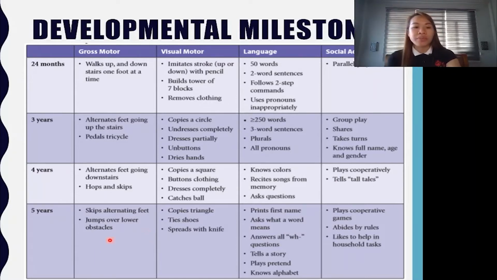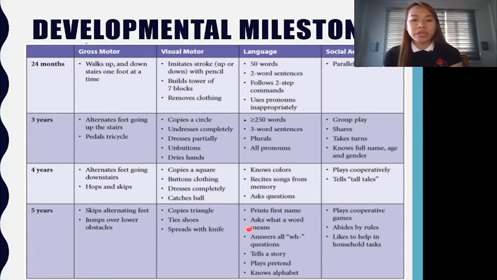Okay, so jumps over lower obstacles, and they copy a triangle. They can tie their shoes, spread with a knife, okay, pag magpapalaman ng tinapay, and then write their first name. So, for example, yung pamangkin ko, ang nickname niya kasi Tata. So, she can now, pag tinanong ko anong pangalan mo, T-A-T-A, and then kaya niya nang isulat.